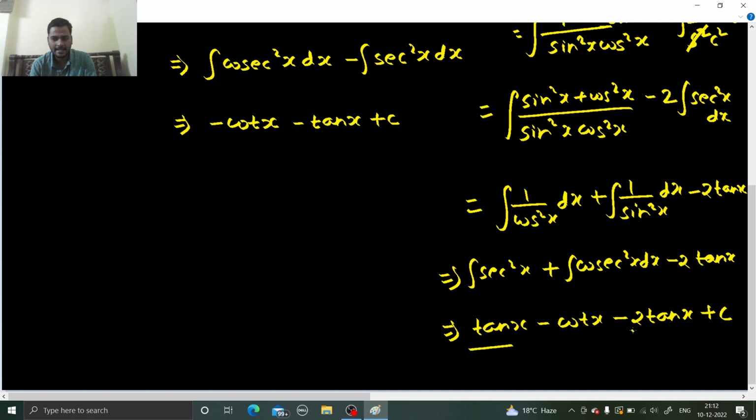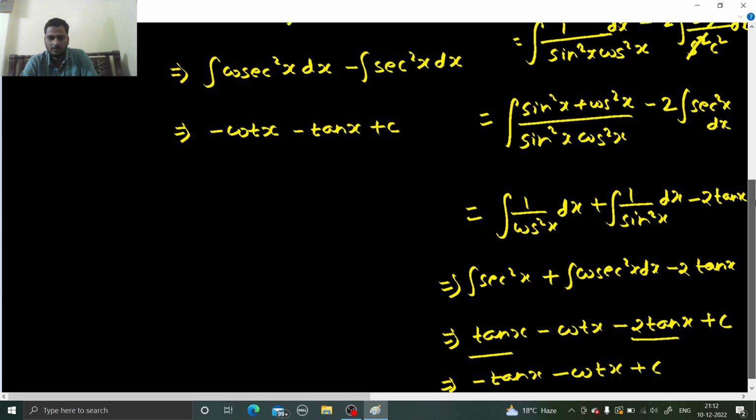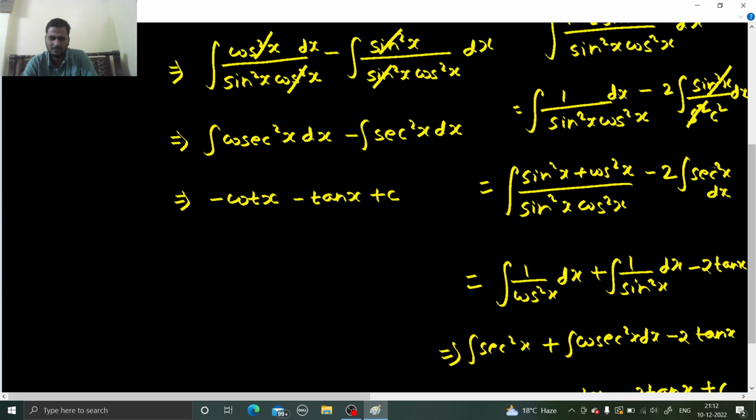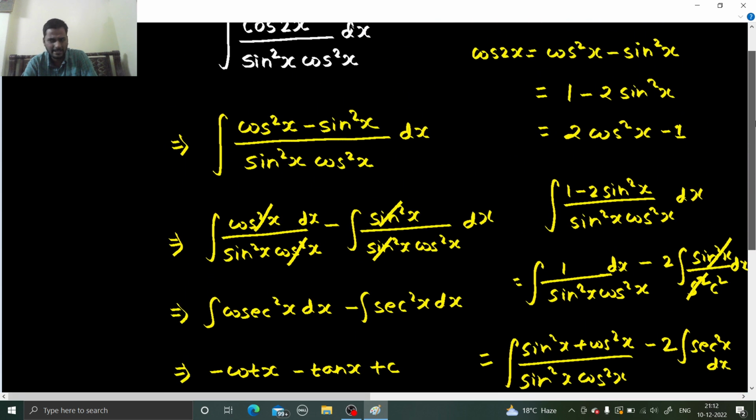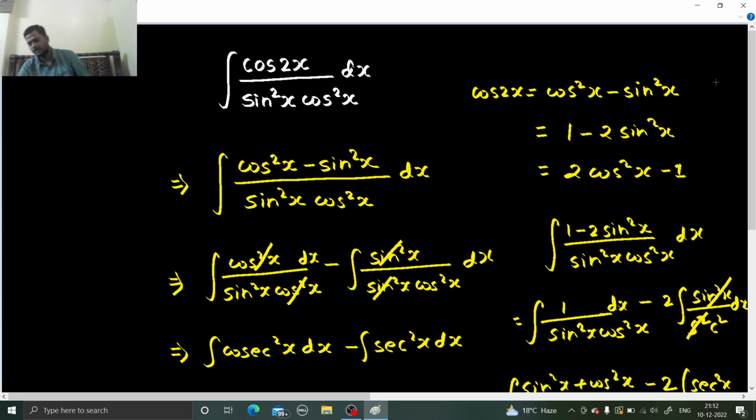There you see tan x minus 2 tan x is giving you minus of tan x and minus of cot x and plus c. The same answer you are getting from this method also. So as you wish, this method looks a bit lengthy, so I avoided it. But I told you the solution for that also. But this looks a bit better to me, the first one which I did.